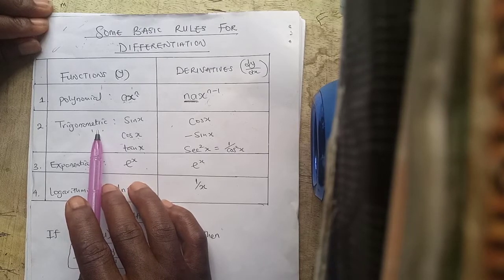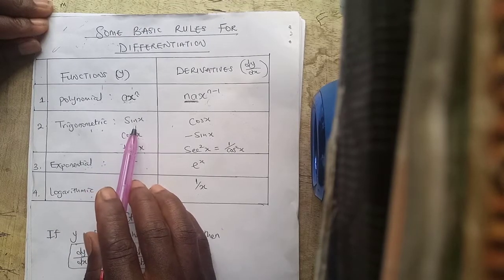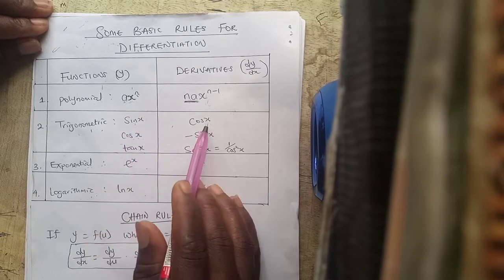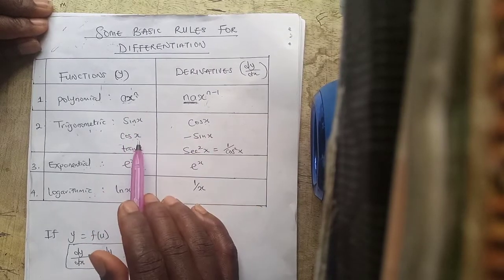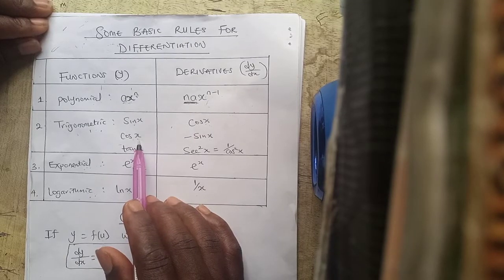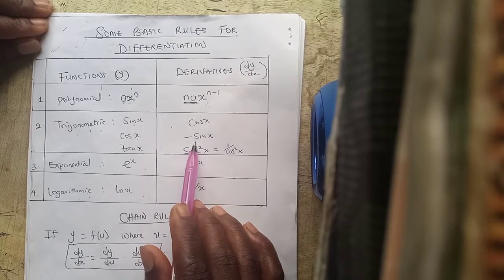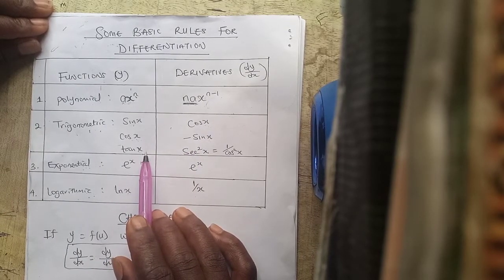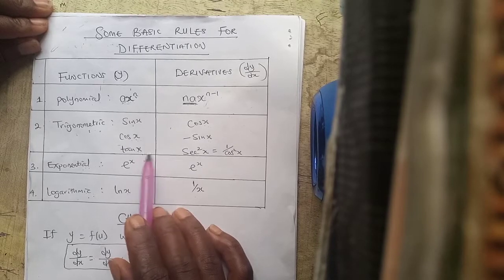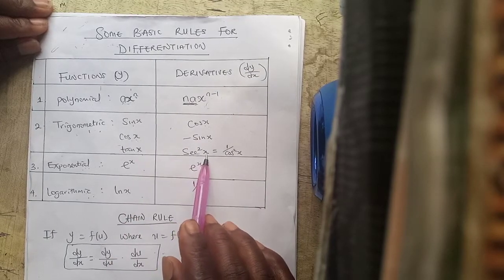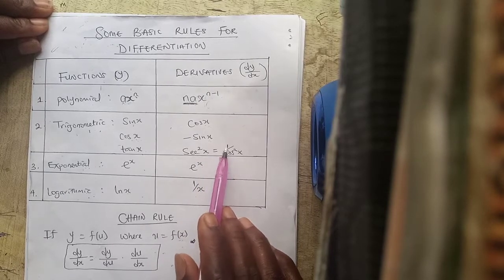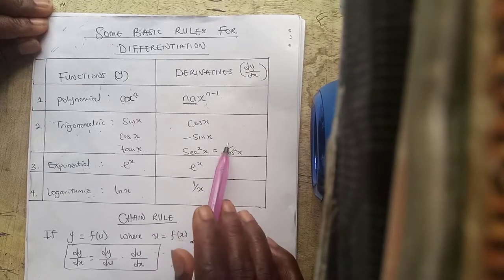So now, the table went to trigonometric functions. It's telling us that if we have sine x, if we want to differentiate sine x with respect to x, we are going to have cos x. And this table says if we have cos x, if we are to differentiate cos x with respect to x, we are going to have minus sine x. And the table said if we have tan x, if we differentiate tan x with respect to x, we are going to have sec squared x. And this sec squared x is also known as the reciprocal of cos squared x, that is 1 over cos squared x.